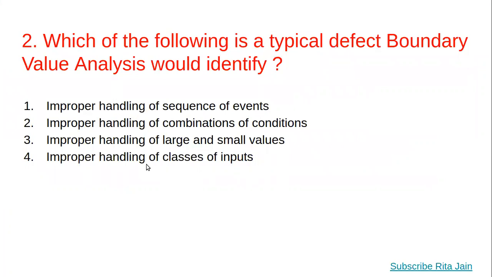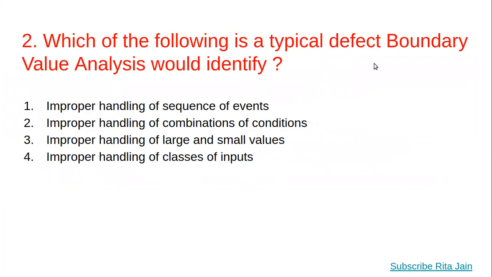The second question is, which of the following is a typical defect boundary value analysis would identify? So let's see the options. Number one, improper handling of sequence of events. Number two, improper handling of combination of conditions. Number three, improper handling of large and small values. Number four, improper handling of classes of input.